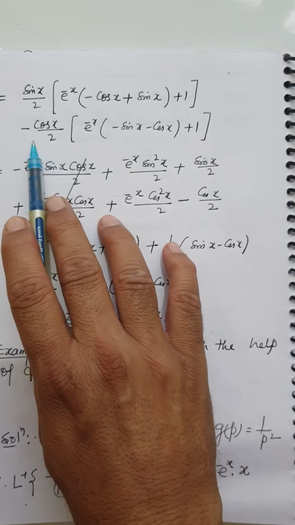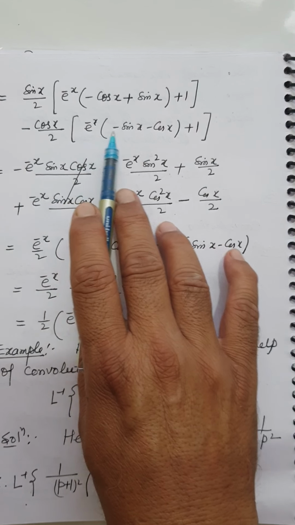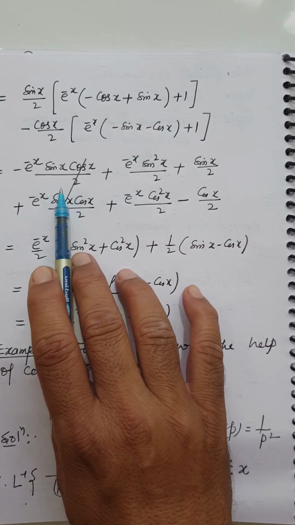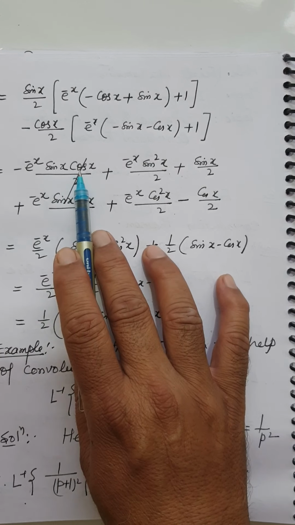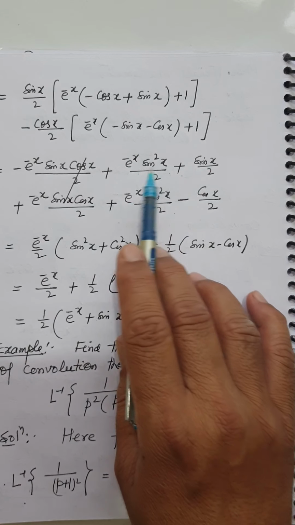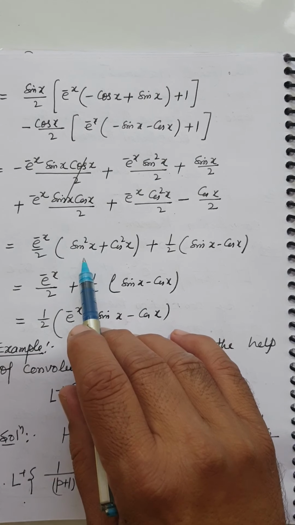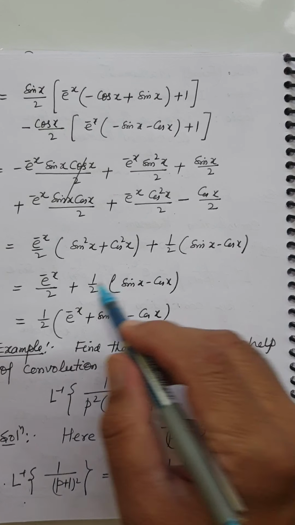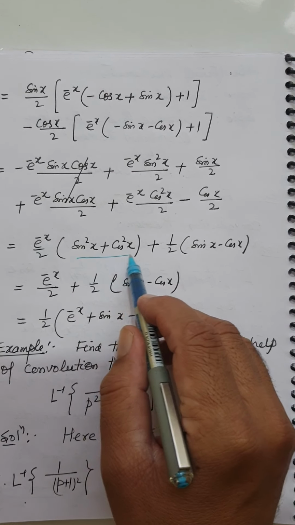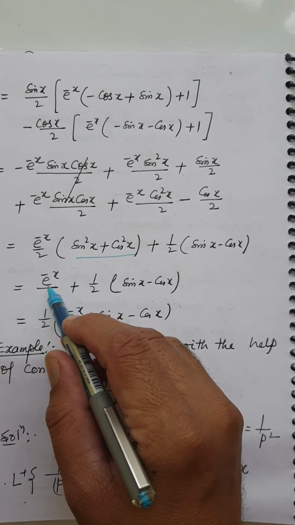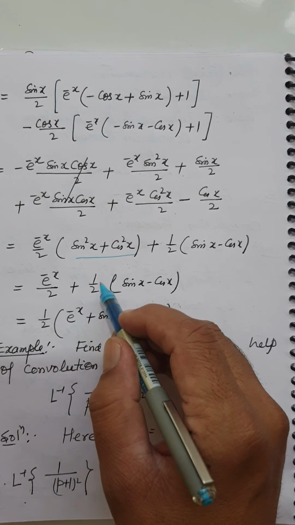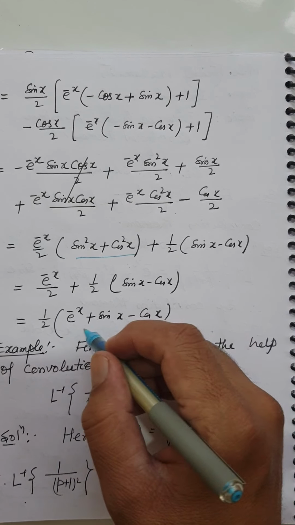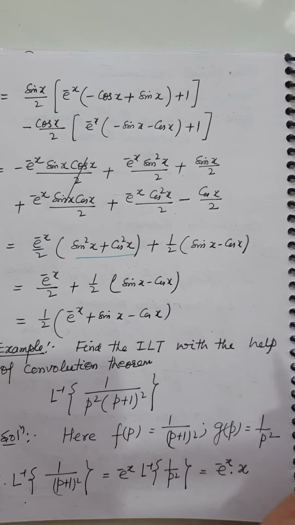Cos 0 is what? Minus cos x by 2 times e raised to power minus x (minus sin x minus cos x) plus cos 0, which is 1. This and this will cancel. Taking e raised to power minus x by 2 common, sin square x plus cos square x plus half sin x minus cos x. Sin square x plus cos square x is equal to 1. So we get e raised to power minus x by 2 times (sin x minus cos x) plus 1, that is, half e raised to power minus x (sin x minus cos x).